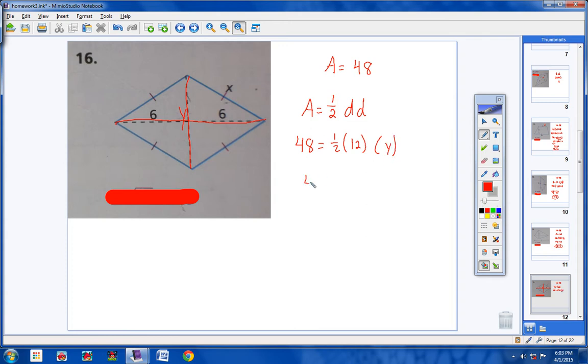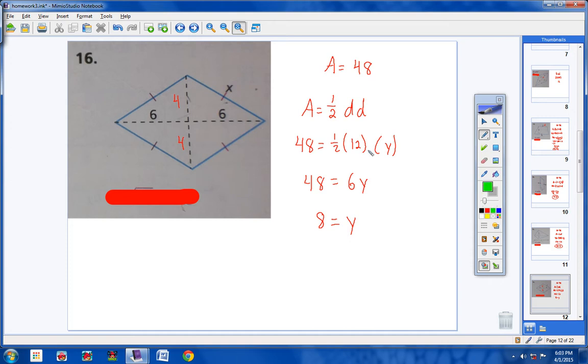So 48 equals 1/2 times 12, which is 6, so 6y. Divided by 6, 8 equals y. So I just found the length of y. Okay, y is 8. So what that means, students, is this whole length right here is 8. So if the whole length is 8, then half of it is 4. So I know the diagonal is cut up into segments of 4 and 4.